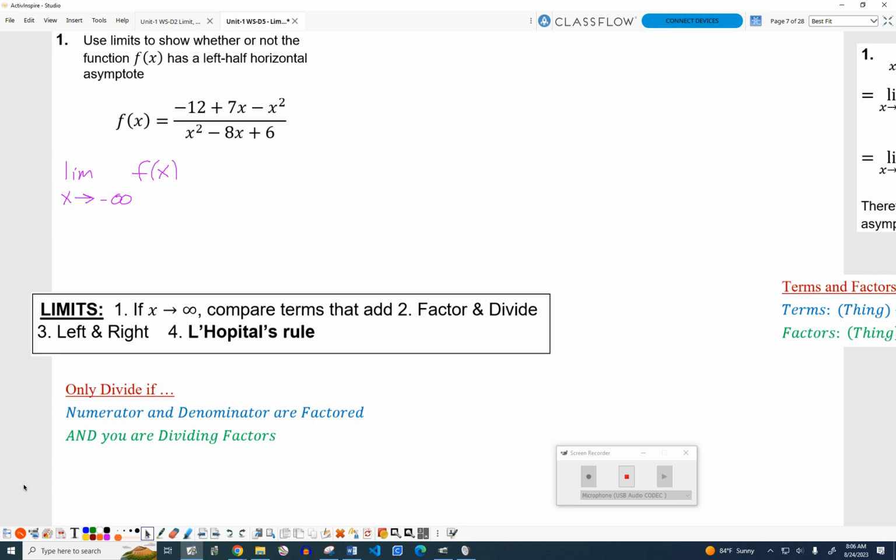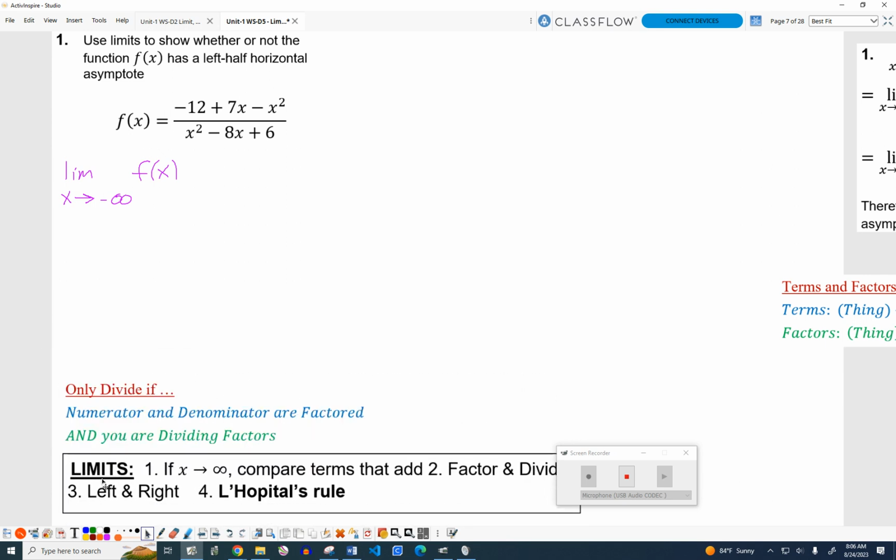So that's my thinking. So I have to find the limit of f. So step one says x is approaching infinity. Yes, x is approaching negative infinity. I want to compare terms that add.